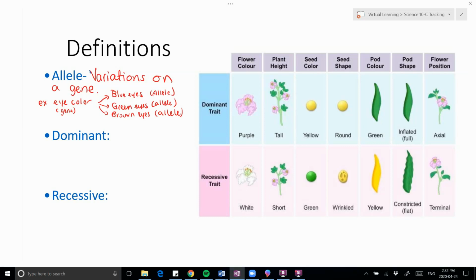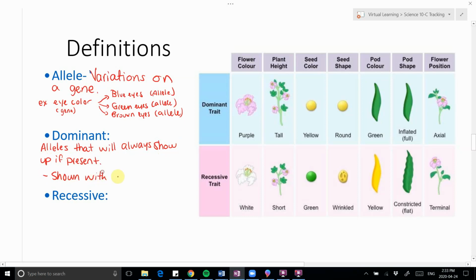And what was really important, what Mendel figured out, was there were some traits that were stronger than others. And so what we call that now are dominant traits and recessive traits. So dominant traits are alleles, right? Because we're talking about variations of a gene that will always show up if present. And we show this with a capital letter.